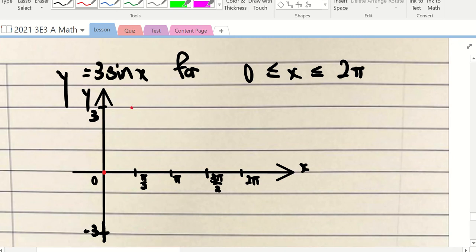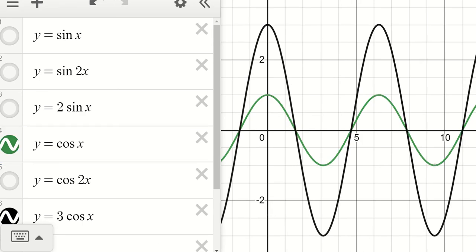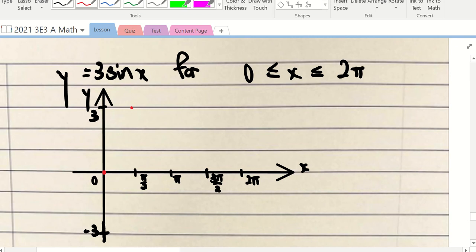After the maximum, you must go back to the 0. Back to the minimum. Join them together. Okay?